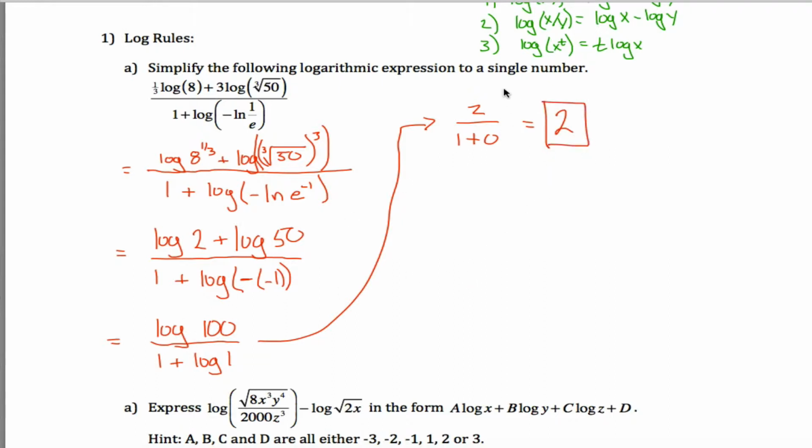And the reason the log of 100 is 2 is because there's an implied 10 here as the base. So it's asking you, to what power must you raise 10 to make it 100? The answer is 2. To what power must you raise 10 to make it 1? The answer is 0. So 2 is the answer.